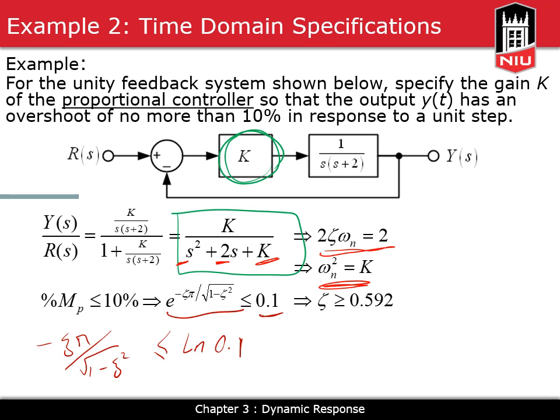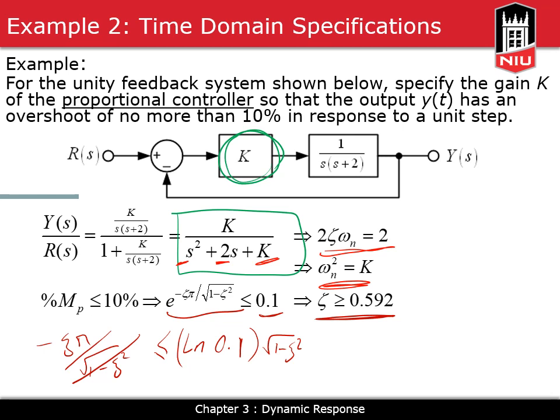Then multiply both sides by square root of 1 minus zeta squared. So this is canceled, and you have square root of 1 minus zeta squared multiplied there. Then square both sides, and then you will have zeta squared showing up on both sides of the inequality. Move both of the terms that have zeta squared to one side, everything else to the other side, and then at the end do the square root. Here's the final answer. Zeta comes out to be greater than or equal to 0.59. That means if zeta is greater than or equal to 0.59, then my percent overshoot will be less than 10%.